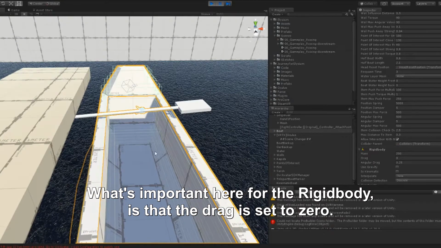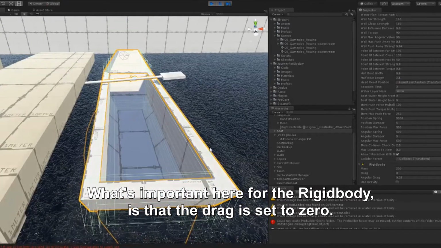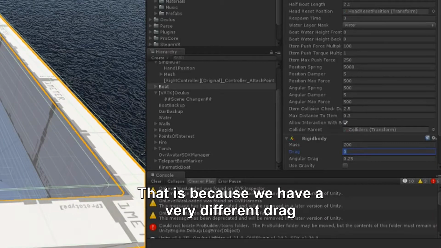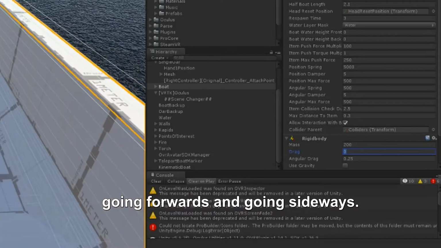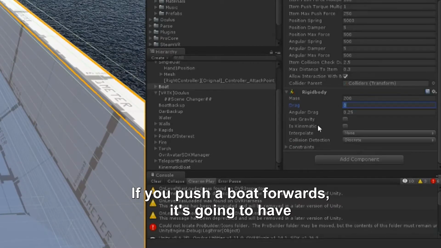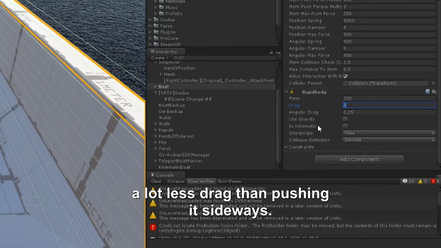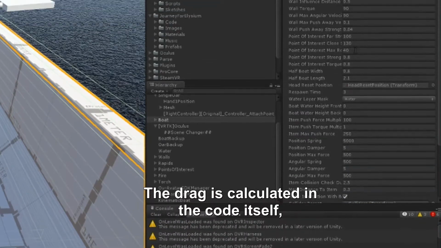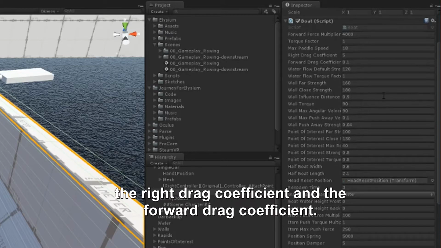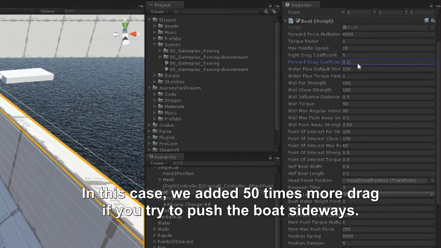Also, what's important here for the rigid body is you see that drag is set to 0, and that is because we have a very different drag in the forward direction and in the sidewards direction. If you push a boat in the forward direction, it's of course much easier. You have a lot less drag than if you try to push it sideways. The right drag coefficient and the forward drag coefficient are calculated in the code itself. In this case, we added like 50 times more drag if you would try to push the boat sideways.